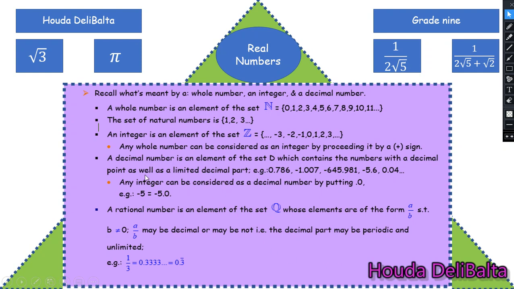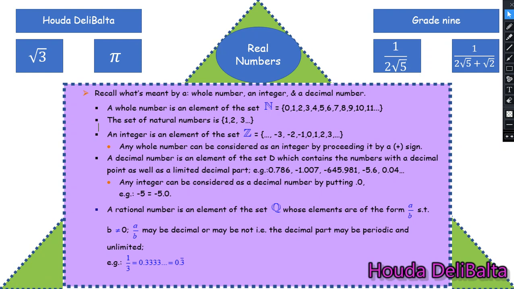Okay? A decimal number now is an element of the set D. The set of decimals is called D, which contains numbers having a decimal point, a decimal part and an integral part or integer part, separated by a decimal point. But there is an important property for the decimal number: the decimal part is limited. So the part after the decimal point is limited. What makes a number a decimal is that it's terminated after the decimal point.